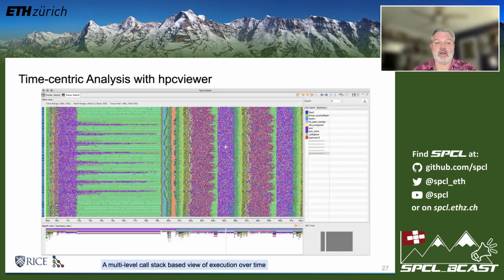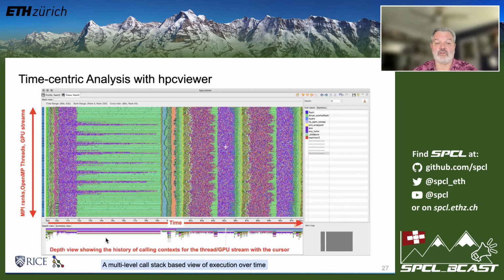So here's an example of a trace view with HPCViewer. On the vertical axis, we have MPI ranks, OpenMP threads, GPU streams. There's time flowing from left to right. There's a detail view, and this is showing what the call stack looks like at each point in time that's shown across the display for the selected thread with the cursor. The cursor has a call stack that's associated.